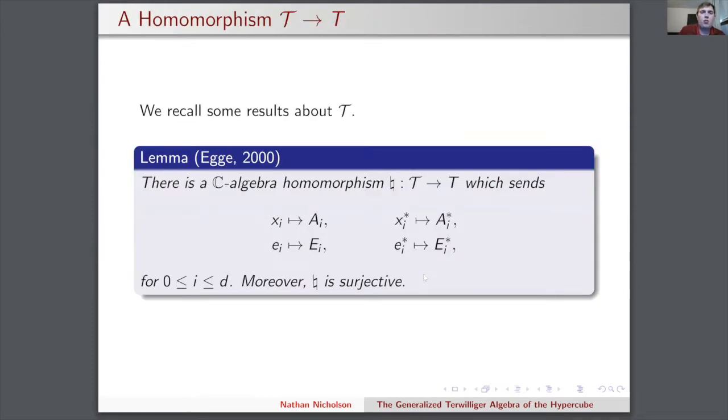So we're going to talk more about the interplay between these two. This is very important. There is a natural C algebra homomorphism from the generalized T algebra to the concrete T algebra, which sends xi to ai, xi star to ai star, ei to ei, and ei star to ei star. Again, this is not surprising given the relations that we defined. And because those things generate, T natural is surjective.